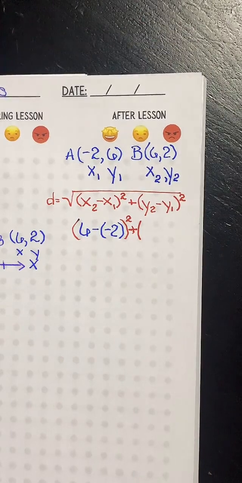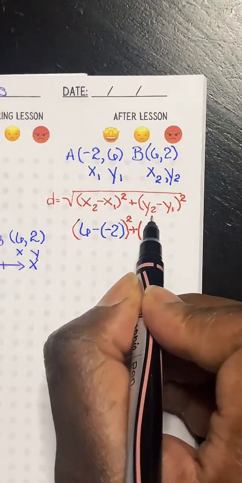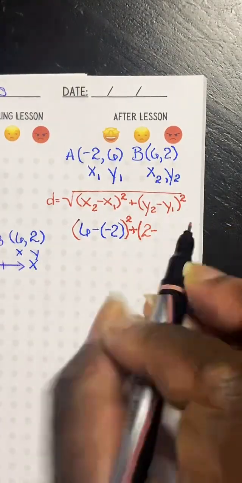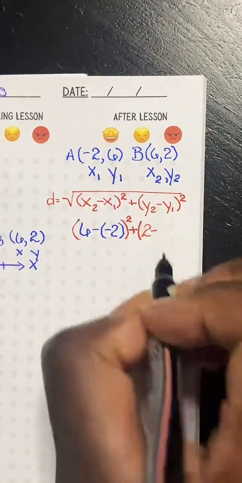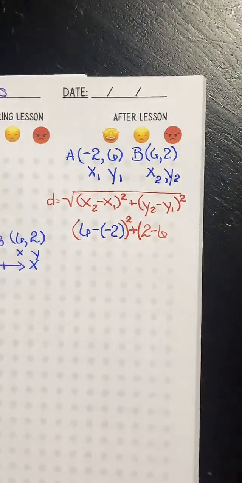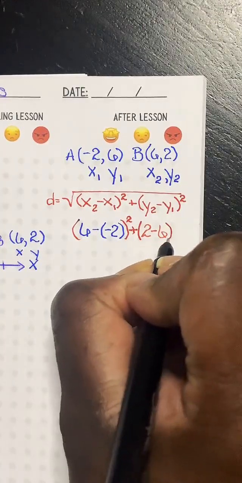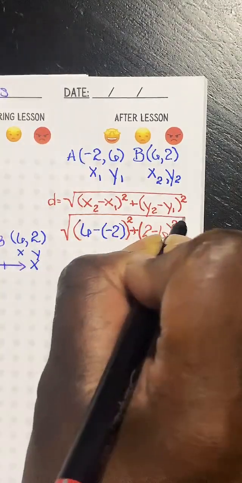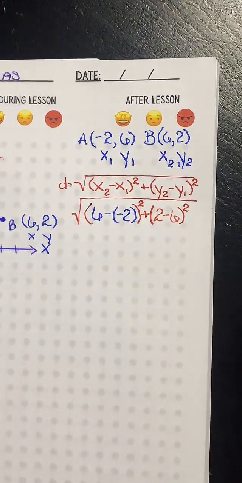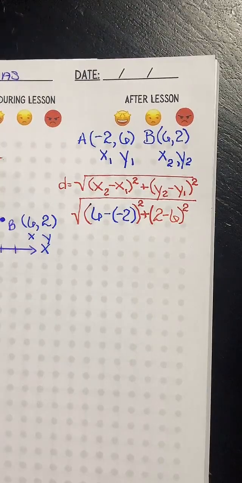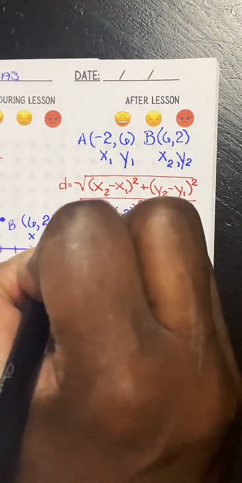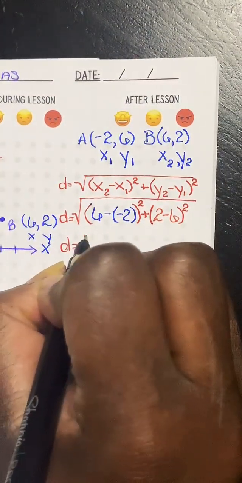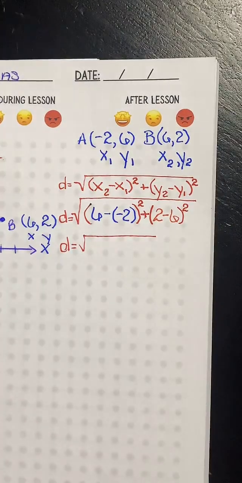I'm going to try to put everything in. Now, we have our y values. Y sub 2, that's 2, minus the y value of my first point, which is 6. And we're going to square it. Now I'm going to put my square root over top, because I really want you to see where this is coming from. All right? So now, let's do some like terms. Let's combine some things, make it nice and neat.